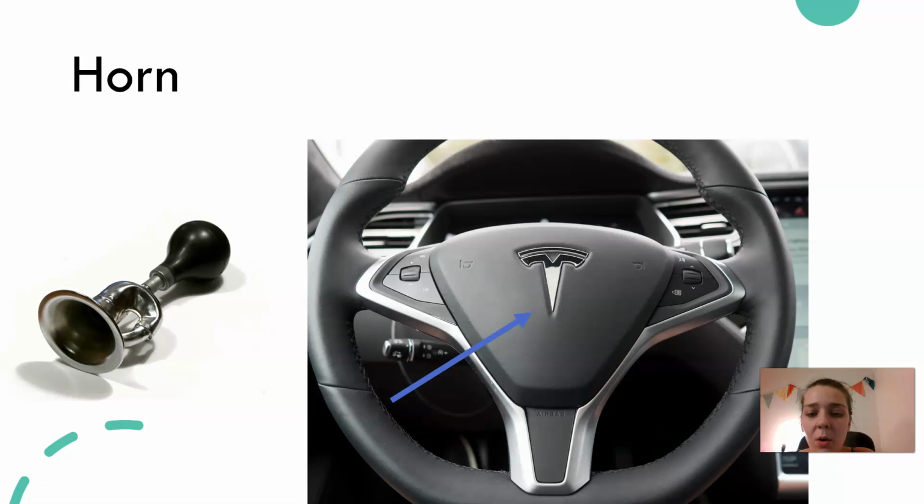Horn. The horn goes beep, beep. You use your horn to alert, tell other drivers things. Most cars have horns in the center of the steering wheel. So you push where the arrow is to make the horn go.